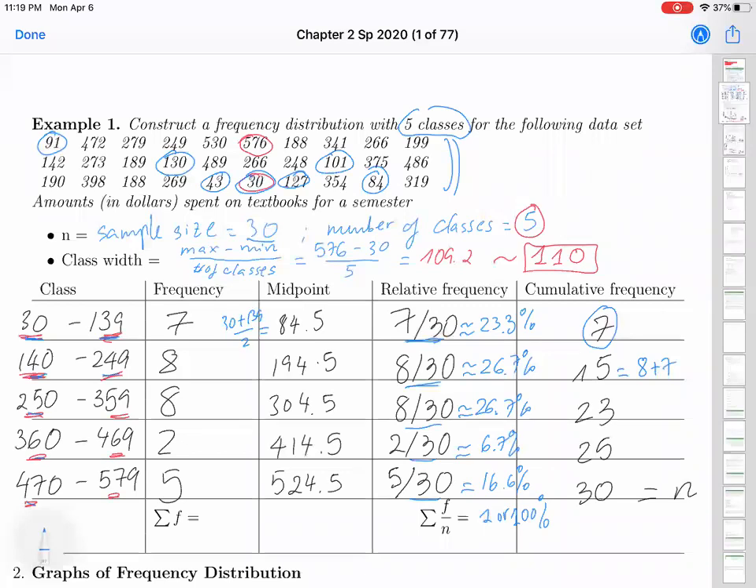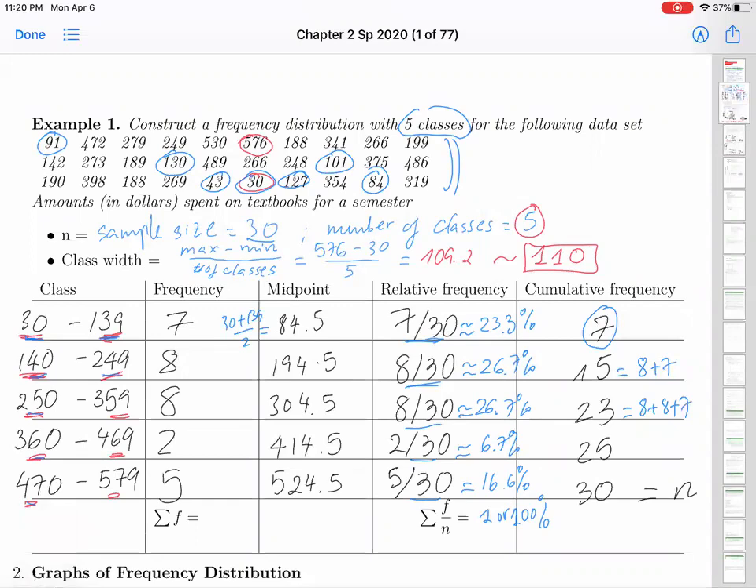And then the cumulative frequency of the third class should be 8 itself plus 8 plus 7, and so on and so forth. And at the end, if the cumulative frequency of the last class equals n, that means your calculations are right.